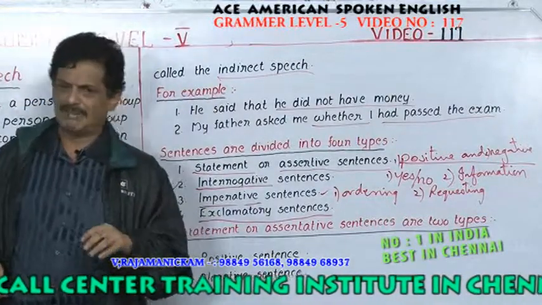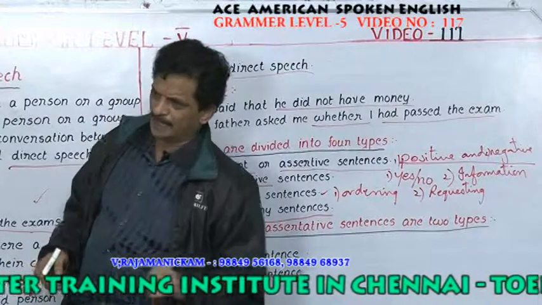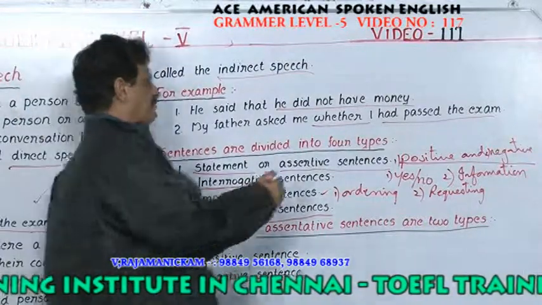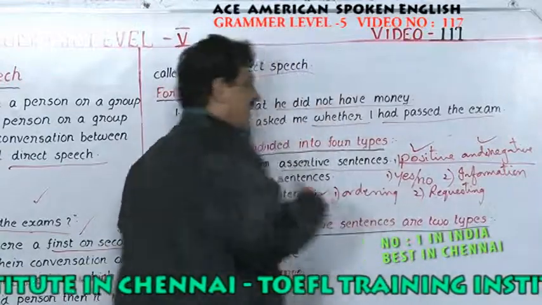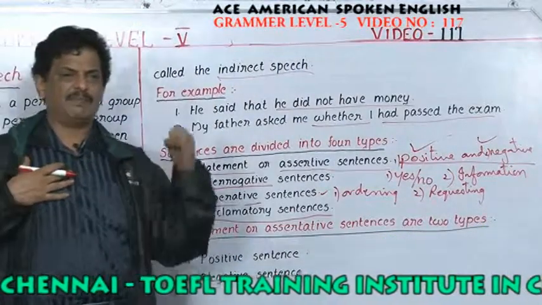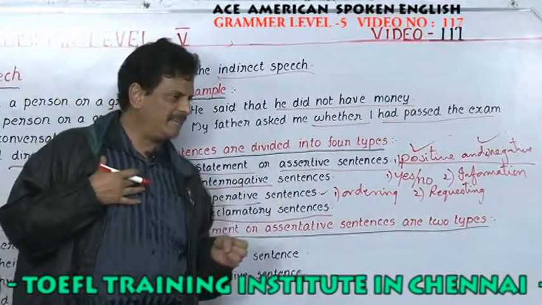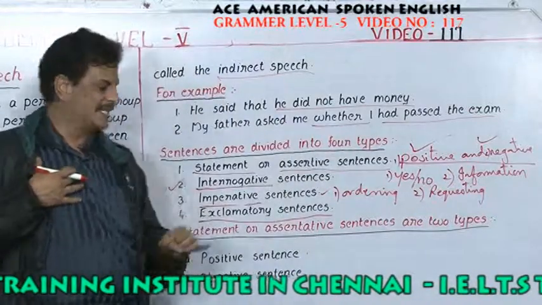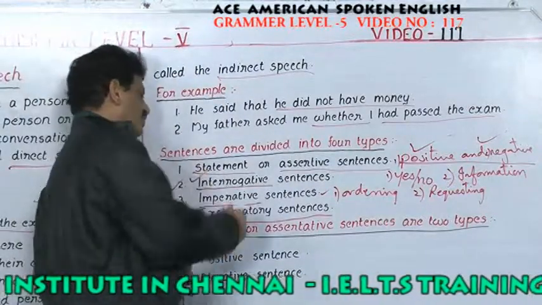4 வகையான வாக்கியங்கள் இருக்கிறது. Number 1 is statement. Statement 2 type division. Positive statement, negative statements. I have a pen, I don't have a pen. I have a pen, positive statement. I don't have a pen, negative statement. So simple. Second type of sentence is interrogative, questioning.